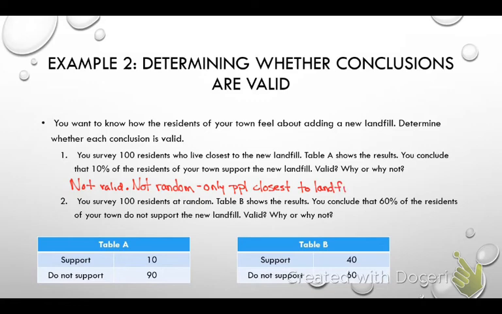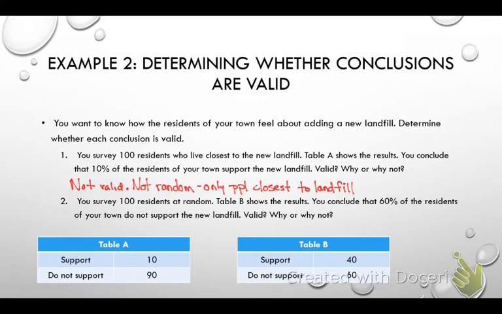Were surveyed, okay? All right, something along those lines. We're not going to be super picky with it, but we're recognizing that only a certain part of the population was asked. So in scenario 2, now you survey 100 residents at random. Maybe you go to the different grocery stores around town or something. So table B shows those results. And then you make the conclusion 60% of your town does not support it.